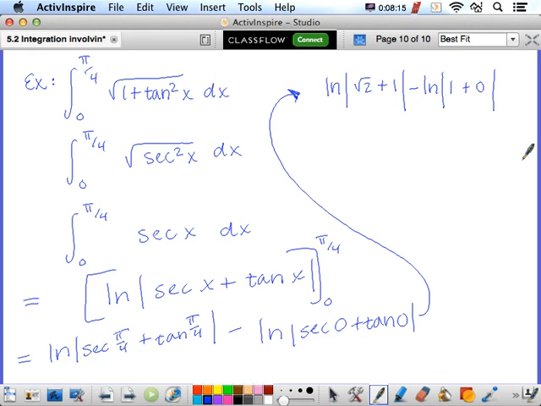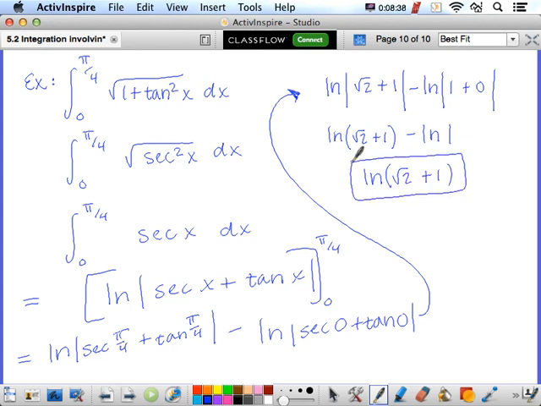So the first one cleans up, and because it's a positive, I don't really need the absolute value, so we'll just have the natural log of the square root of 2 plus 1 minus, that's just the natural log of 1, right, you guys? But what is the natural log of 1? 0. So this goes to 0, and we just have the natural log of the square root of 2 plus 1. And the cool thing about this problem is you could check it in your graphing calculator by using second trace number 7. And that pretty much wraps up section 5.2.